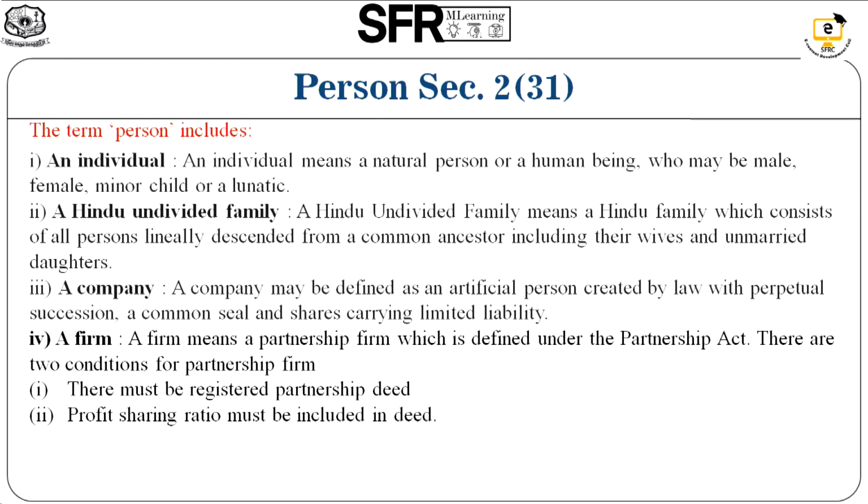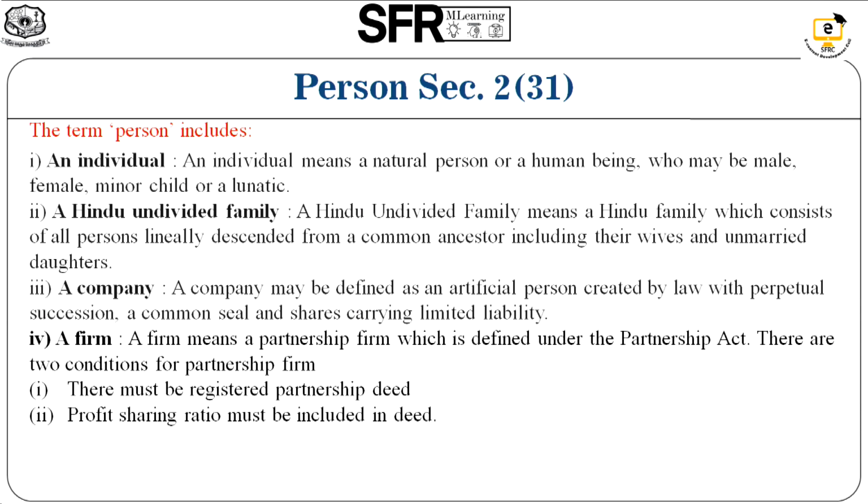The first definition is person. Person is given under Section 2, subsection 31. The term person includes an individual. An individual means a natural person or a human being who may be male, female, minor child or a lunatic. The second point mentioned for the person is a Hindu undivided family.